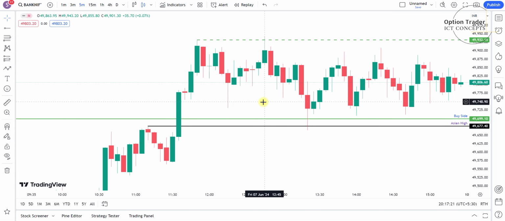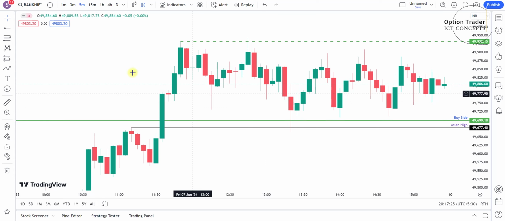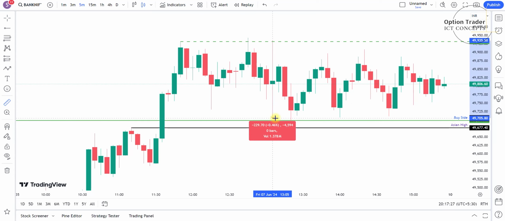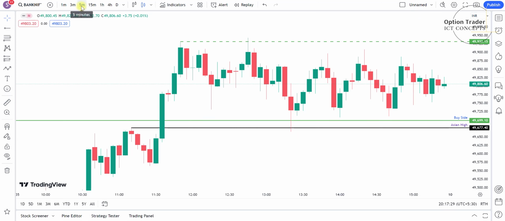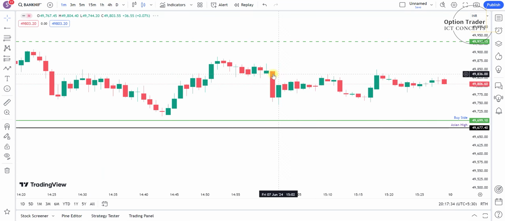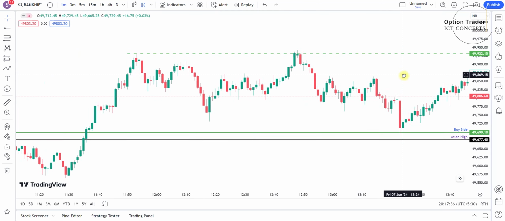So I need a put option. So I can't take a trade blindly. Even though I know this range is only like 200 points, so I can't get a good trade in the 5 minutes. So I switched to 1 minute. I don't usually trade in 3 minutes. So I switched to 1 minute, and I look for a perfect opportunity.